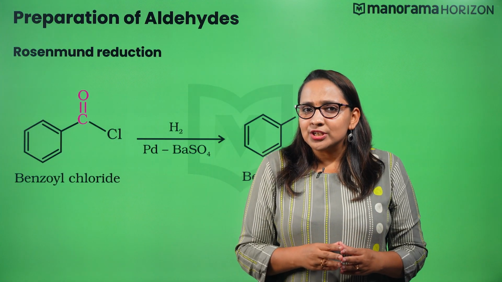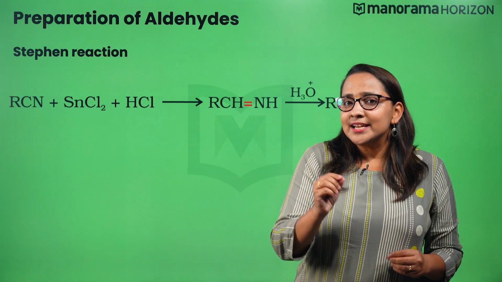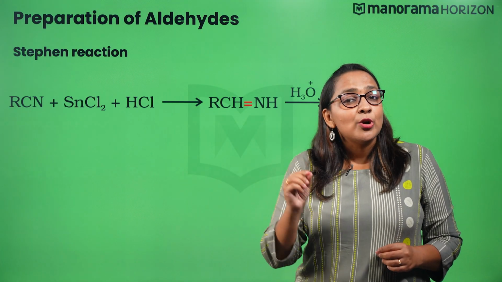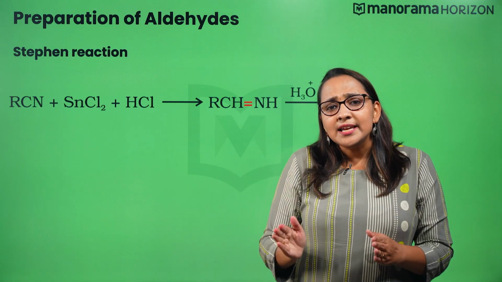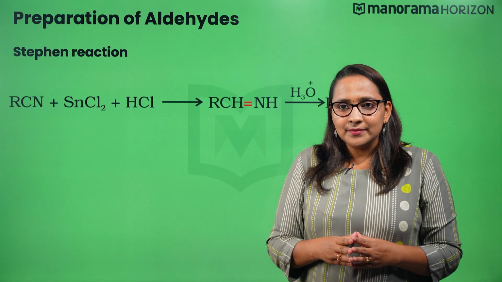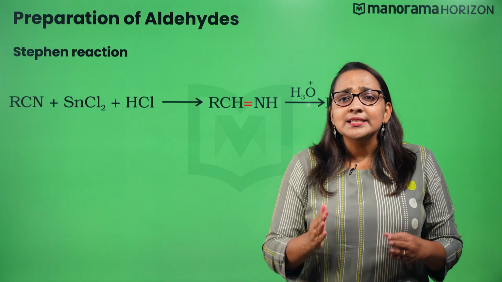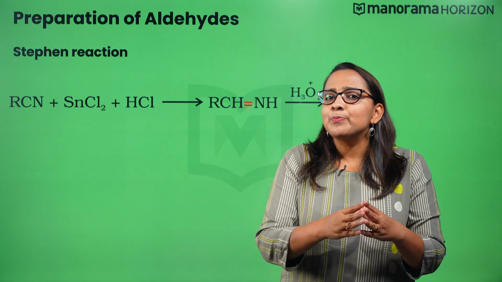Another important reaction is Stephen reaction. Here, alkyl cyanide is reduced to the corresponding imine with stannous chloride in the presence of hydrochloric acid. In the next step, this imine is hydrolyzed to give the corresponding aldehyde.